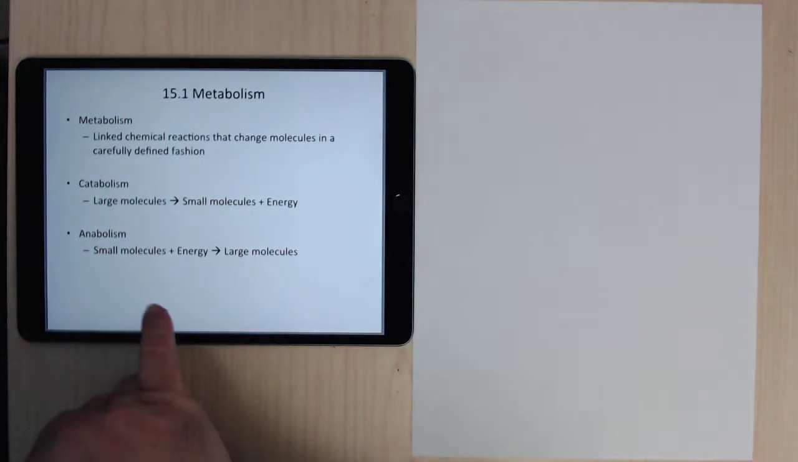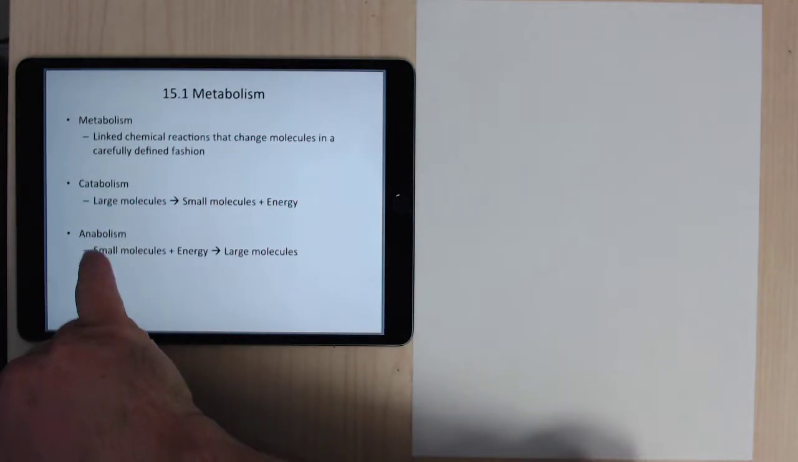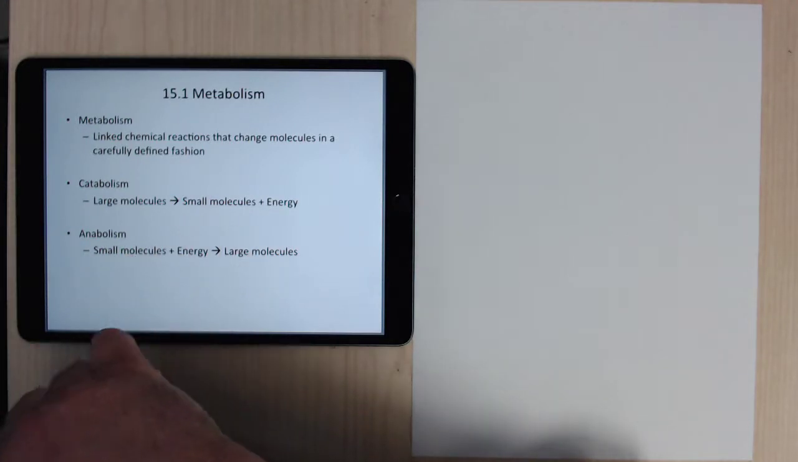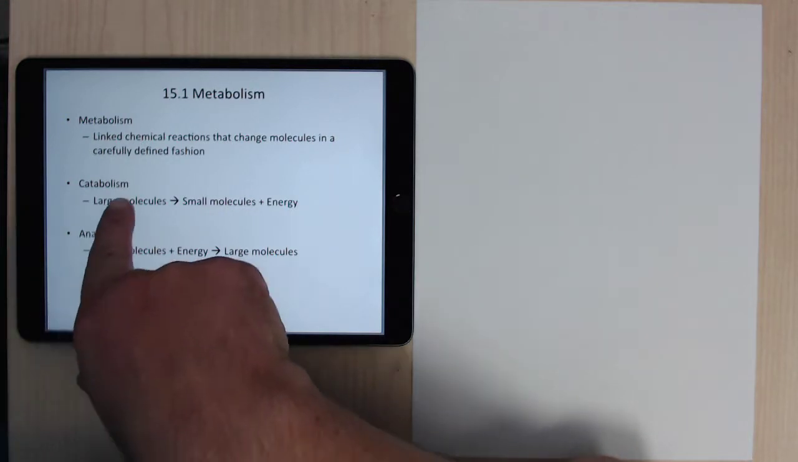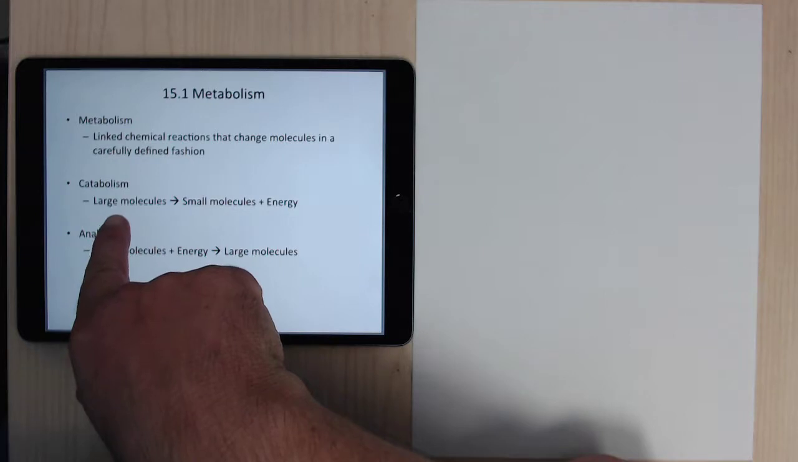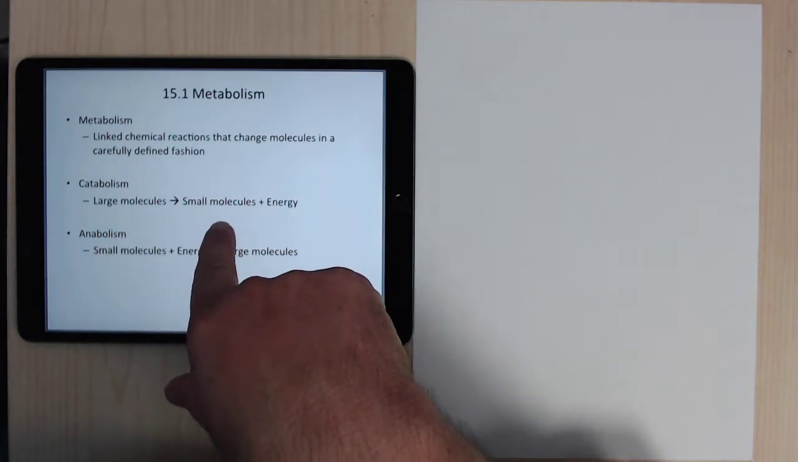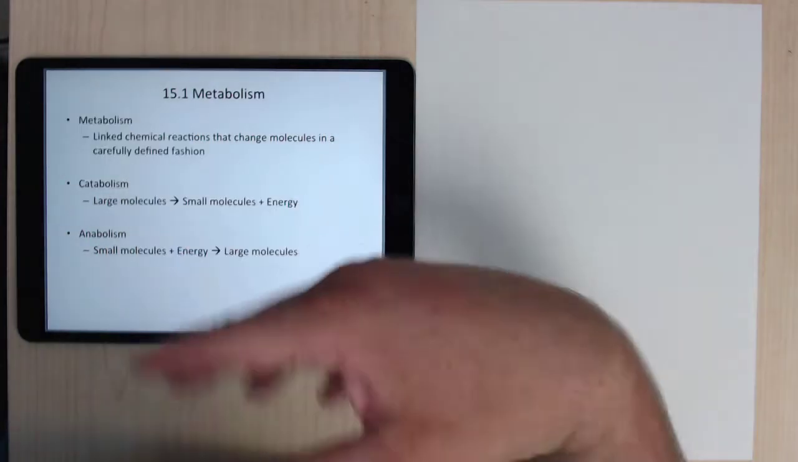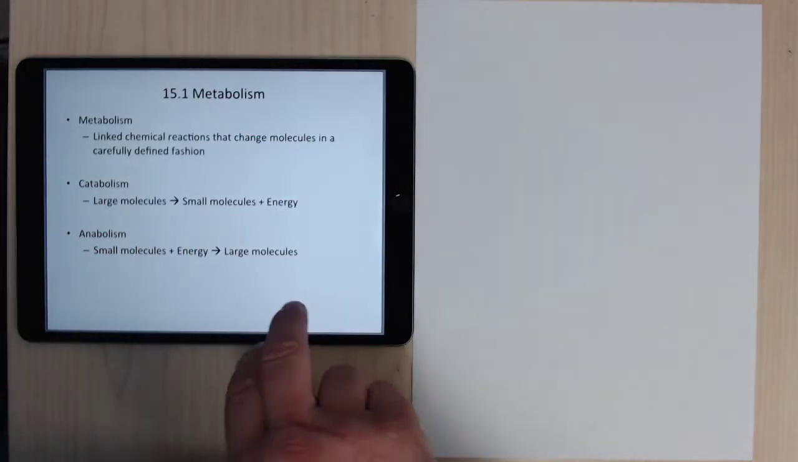If you take individual pieces of lumber plus energy, you can build a house with that. That's all anabolism is. Catabolism would be to take the house and hit it with a sledgehammer. Not only do you go back to the smaller pieces, but you also release energy when you do that.